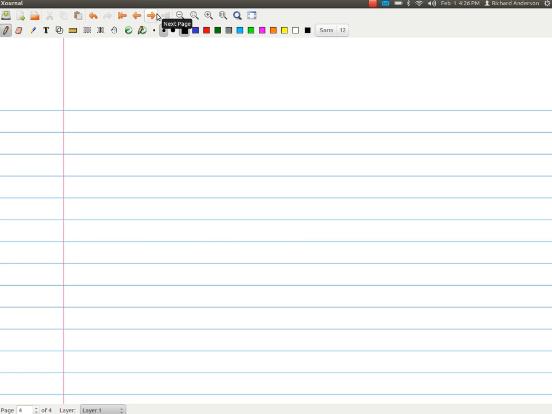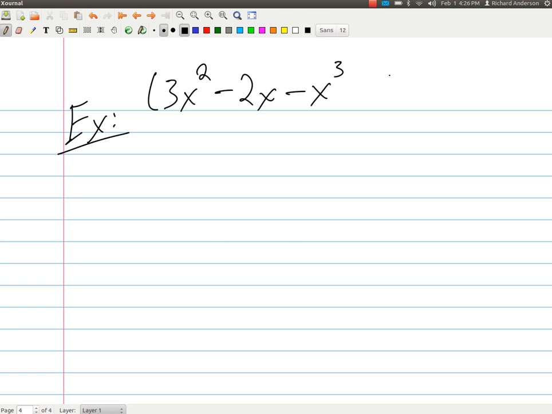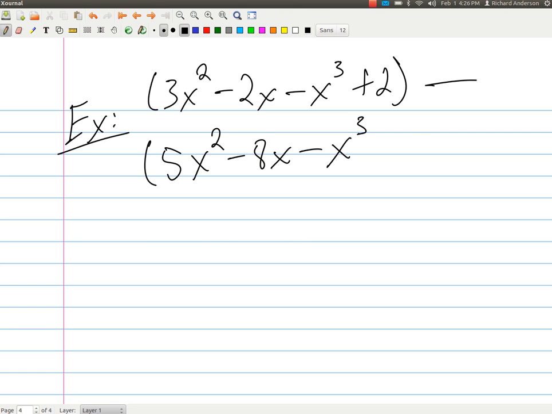Okay. It can become a lot more tricky when you actually have to subtract two expressions like so. I am going to have to stack these on top of each other, just like I did in the last example. Here I have 3x squared minus 2x minus x cubed plus 2. And from that, I'm going to subtract 5x squared minus 8x minus x cubed plus 4. Alright, similar problem, same concept, just combining like terms.